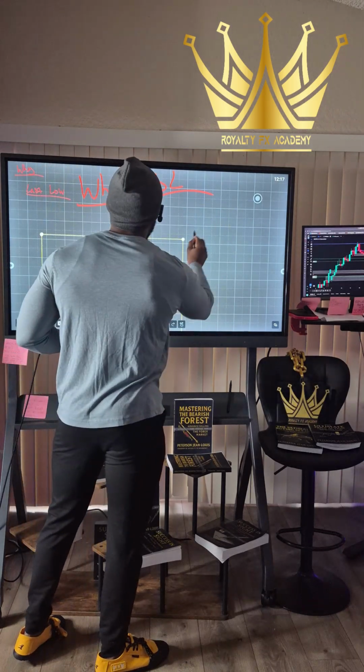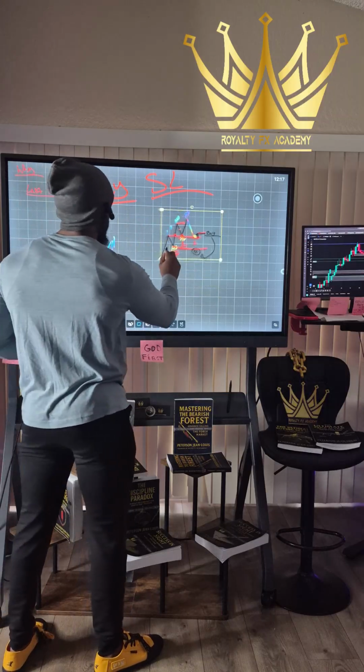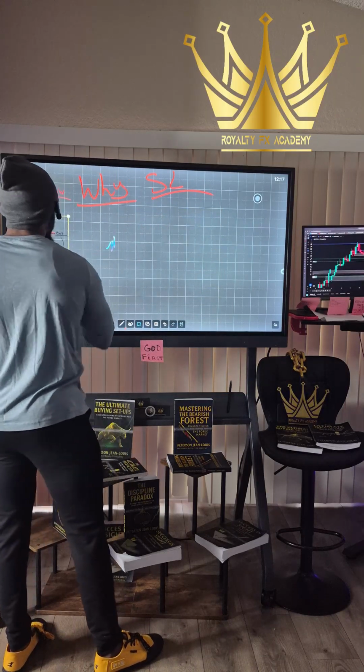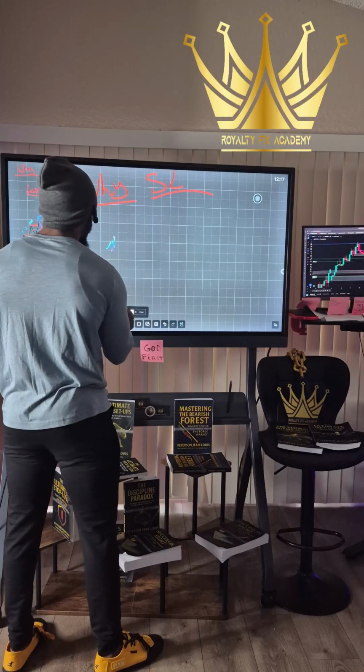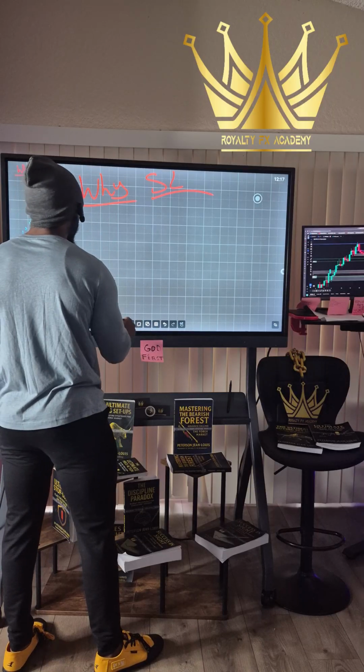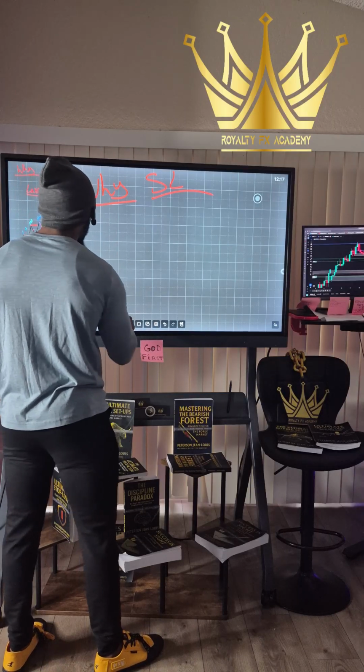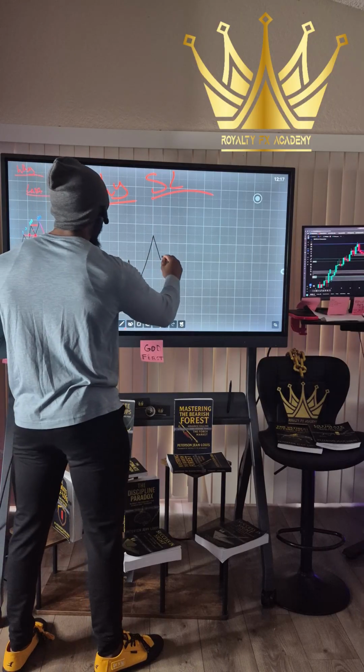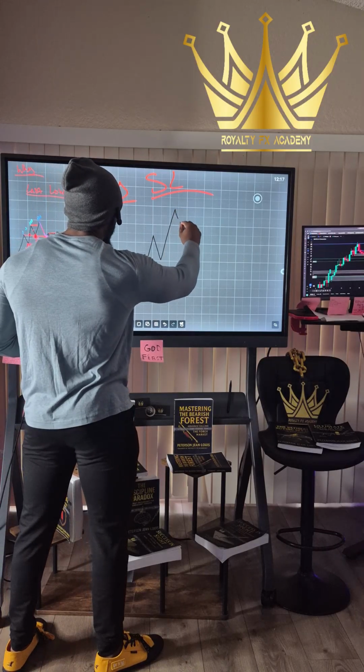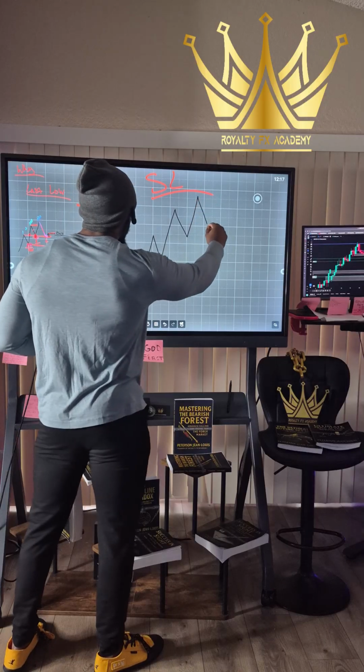We're gonna minimize this real quick, and I'm gonna show you in detail why. I'm not just gonna say it. So we do have an uptrend. Okay, let's do one more. We could drop it here.